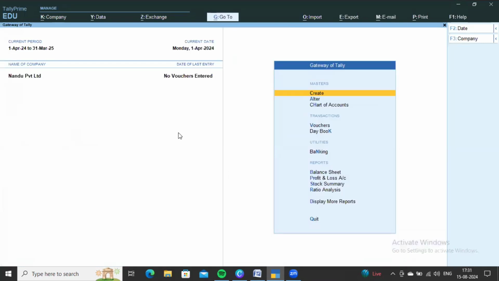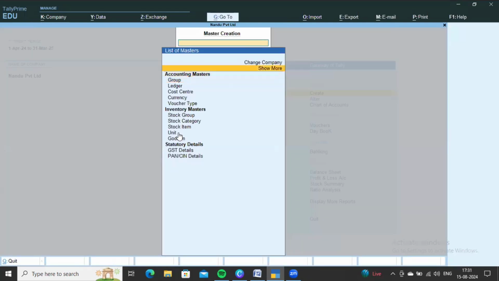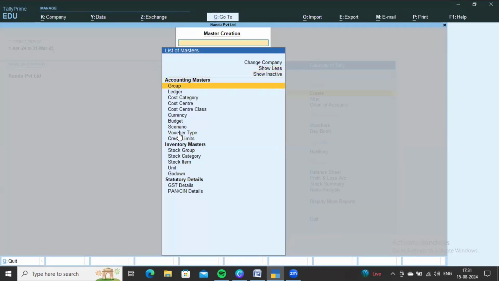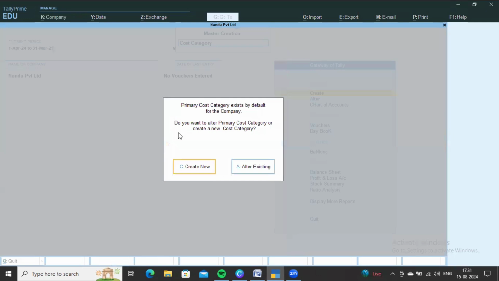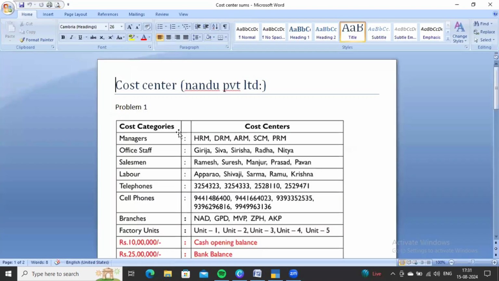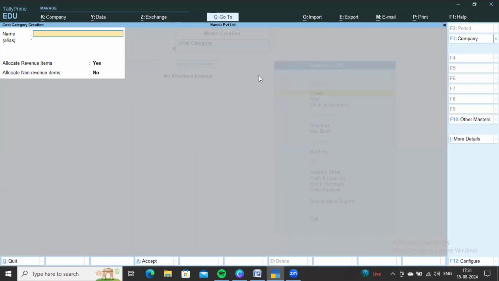Now under Gateway of Tally, go to Create, and by clicking show more, the cost category and cost center appear on the screen. First we need to create the cost category, then only can we create the cost center, because a cost center comes under a cost category, right? Create new. The first category is managers. Then press Ctrl A to save it.